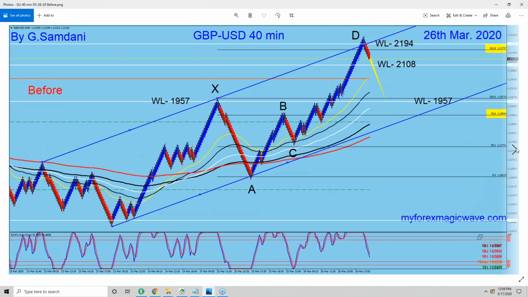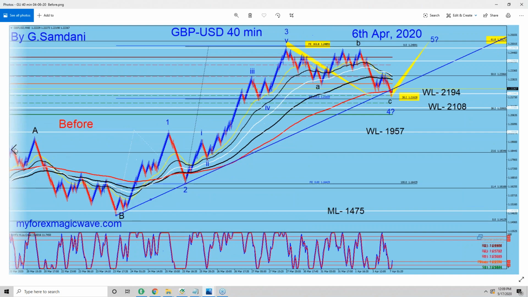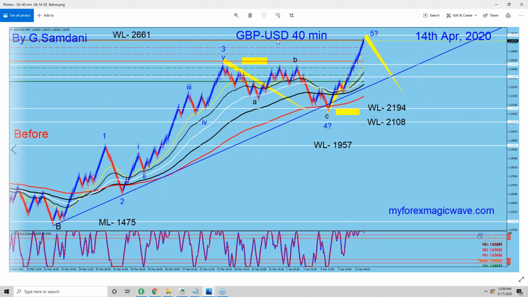This is what happened to this chart. Let me see. No, I'm going the other side. All right, this is what happened. See this? It dropped exactly the way it's supposed to. A, B, C correction for wave 4. Then I said it's going to go up for wave 5 to the upside, and it did, exactly where I said it's going to go, right?